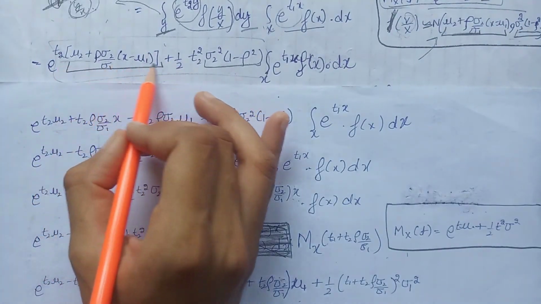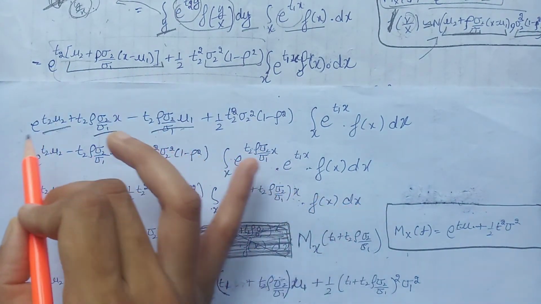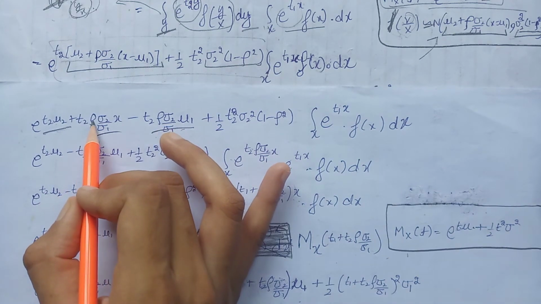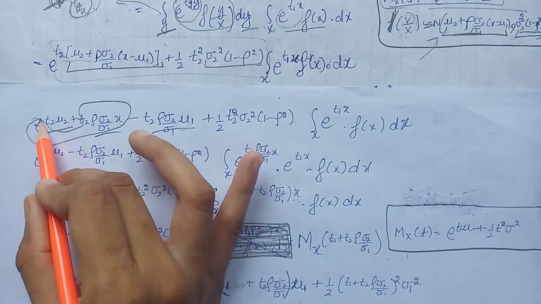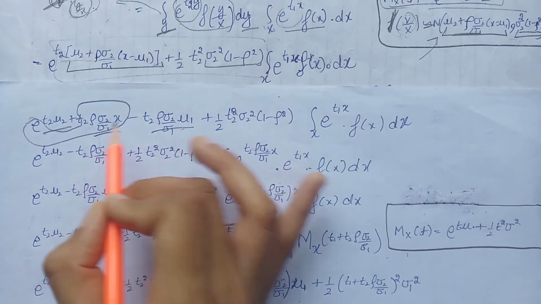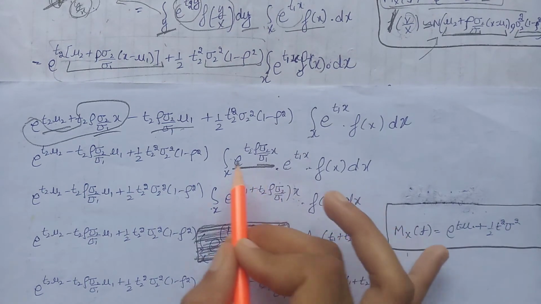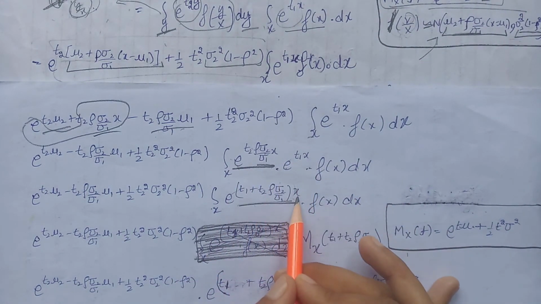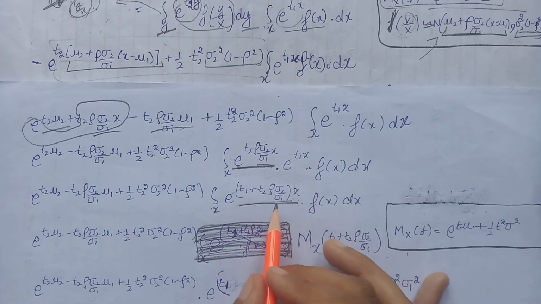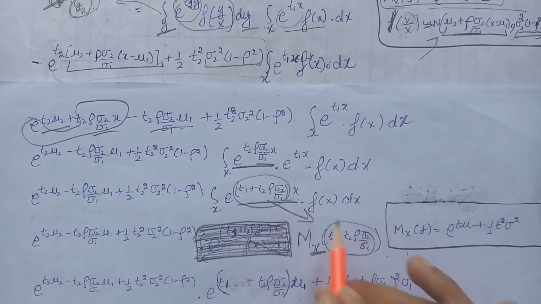Now after solving all the brackets, we get these three different terms. Now we can also see that e raised to power t2 rho sigma 2 divided by sigma 1 x is a function of x. That's why we have to write this value inside the x integral as like this one. Now again the bases are the same, we can add these two powers, and we take x common from these two terms. Now we can see that it is actually the moment generating function of x, and in place of t we have to write this term.